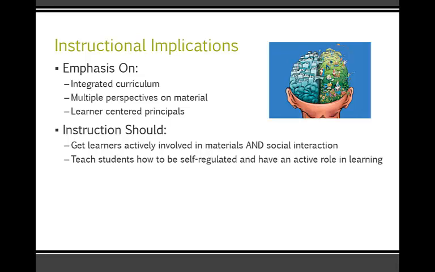There's also an emphasis on learner-centered principles, and this speaks a lot to the need to adjust and adapt based on the learner. Instruction should definitely get learners actively involved in materials and social interaction, and should teach students how to be self-regulated, how to have an active role in their own learning and really be aware of their own learning. In your book, there's a list of 12 characteristics of constructivist teaching. They all fit with these lists, this emphasis in what instruction should do. I wanted to include this list because I feel like it gives you the broader picture of where we're trying to go, and then all of those 12 specific things can fit within that.